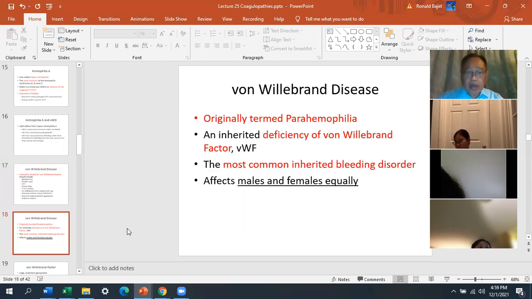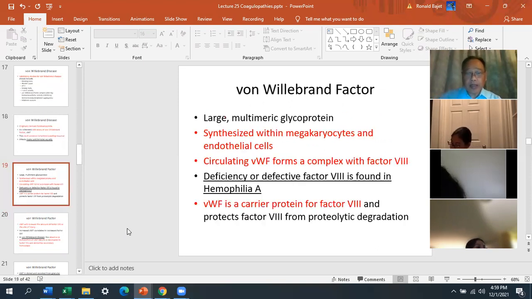Von Willebrand's disease was originally termed parahemophilia, and it's an inherited deficiency of von Willebrand factor. It is the most common inherited bleeding disorder, so make sure you know that, and it affects males and females equally. Von Willebrand factor is a large multimeric glycoprotein. And remember, I talked about glycoproteins 2, 3 and 1. Those are the glycoproteins that cause the platelets to adhere to each other. That makes the platelet sticky.